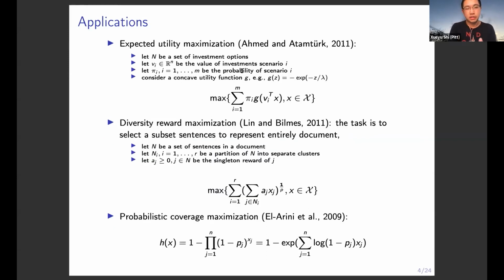From the application side, the diminishing return property can be applied in different applications. For example, it can be used as the concave utility function in the expected utility maximization problem, such as the exponential function. It can also be used as a diversity reward, where the concave function G can be the power function. In some probabilistic coverage maximization problems, the objective function is a product of probabilities, so the concave function G can be expressed as an exponential function by reformulating the problem. Log functions or piecewise linear functions can also be special cases of submodular functions.